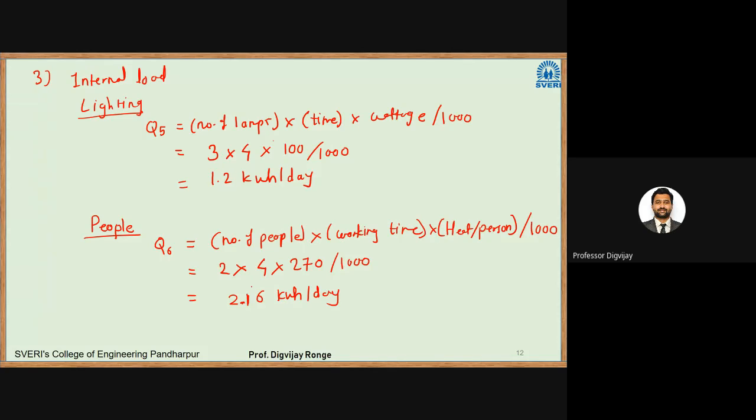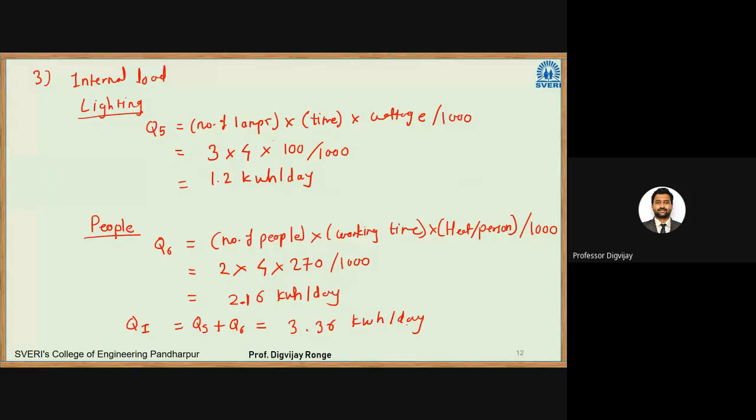Okay. And you can calculate this internal load. So that will be equal to Q5 plus Q6. This will be equal to 3.36 kilowatt hour per day. Okay. This is about the internal load.